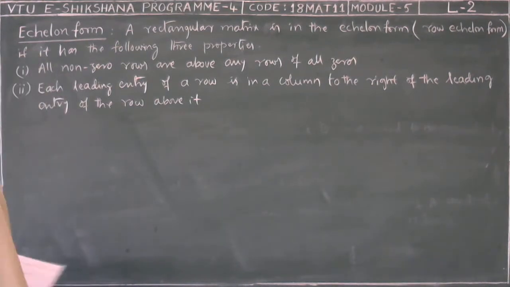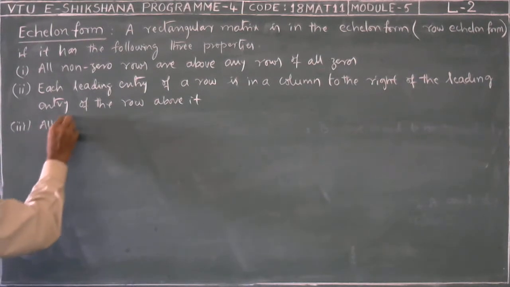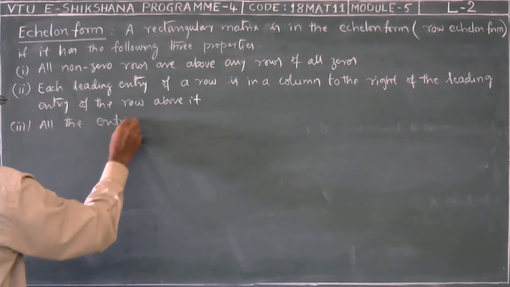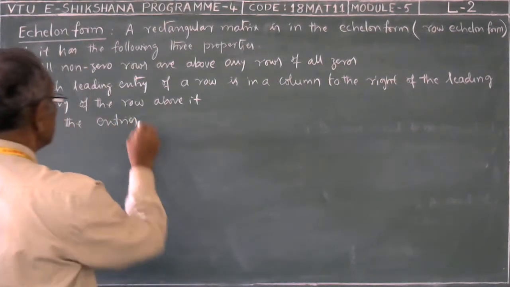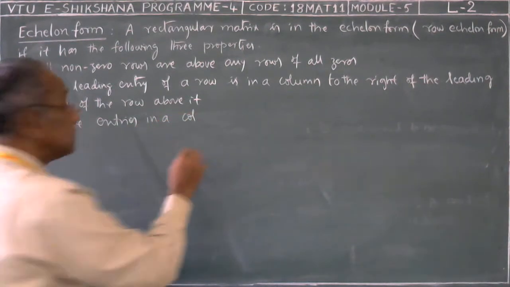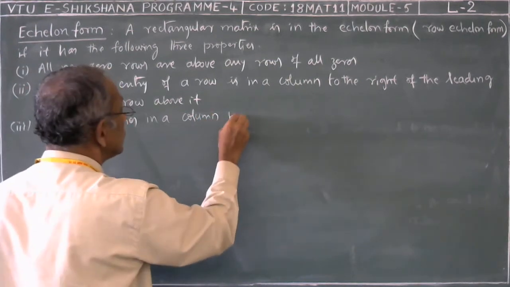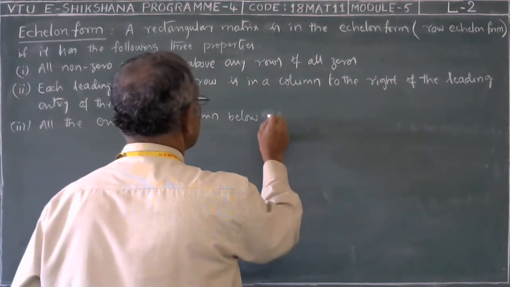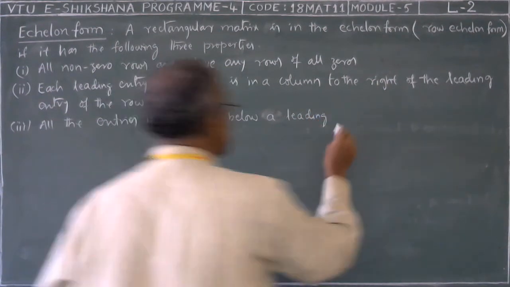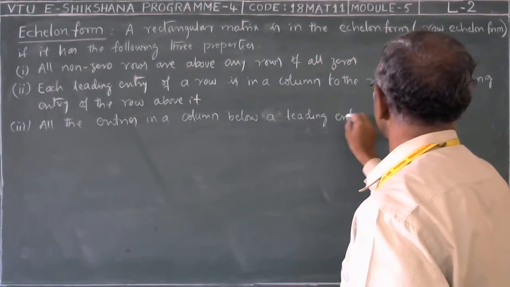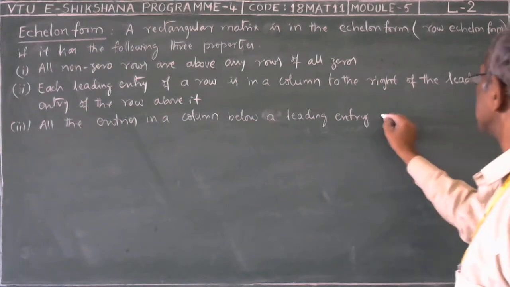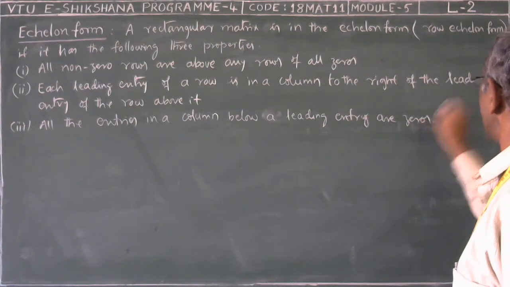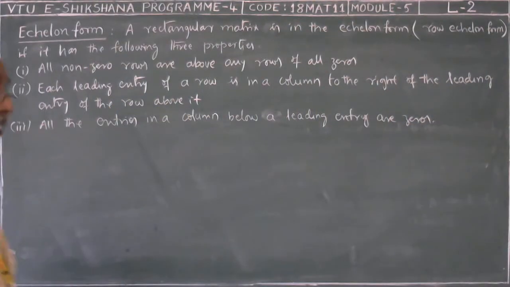The third property is all the entries in a column below a leading entry are zeros. So any matrix having these three properties is called echelon form.